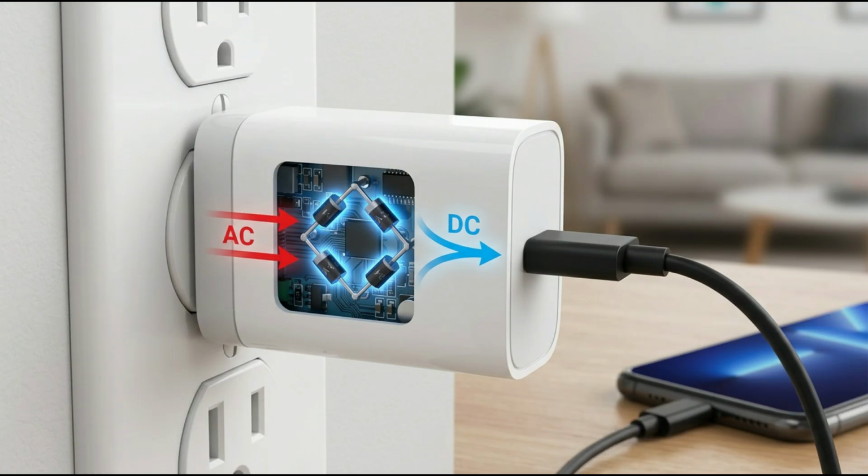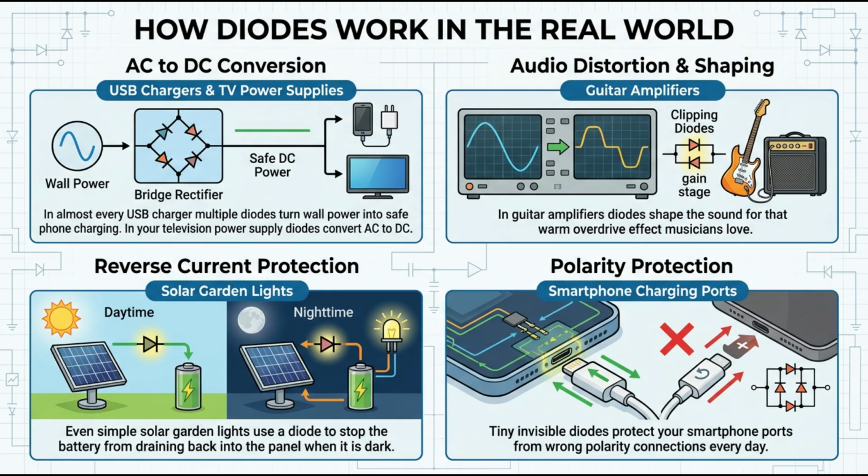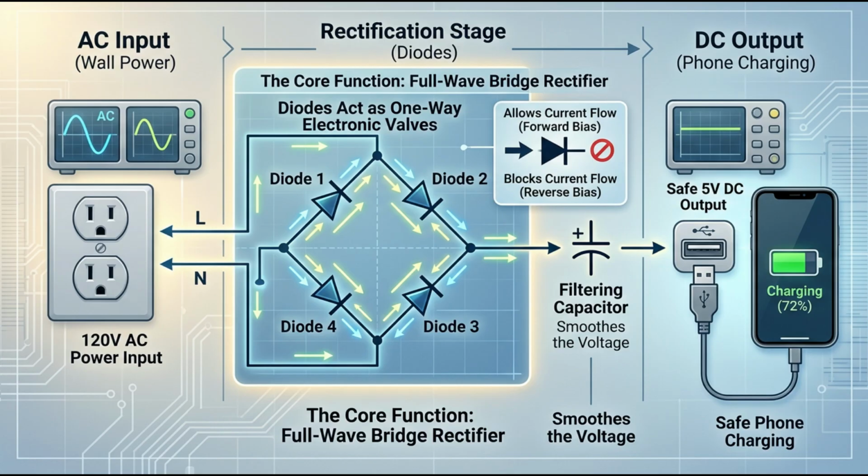Real-world examples make diodes exciting. In almost every USB charger, multiple diodes turn wall power into safe phone charging. In your television, power supply diodes convert AC to DC. In guitar amplifiers, diodes shape the sound for that warm overdrive effect musicians love. Even simple solar garden lights use a diode to stop the battery from draining back into the panel when it is dark. Tiny invisible diodes protect your smartphone ports from wrong polarity connections every day.